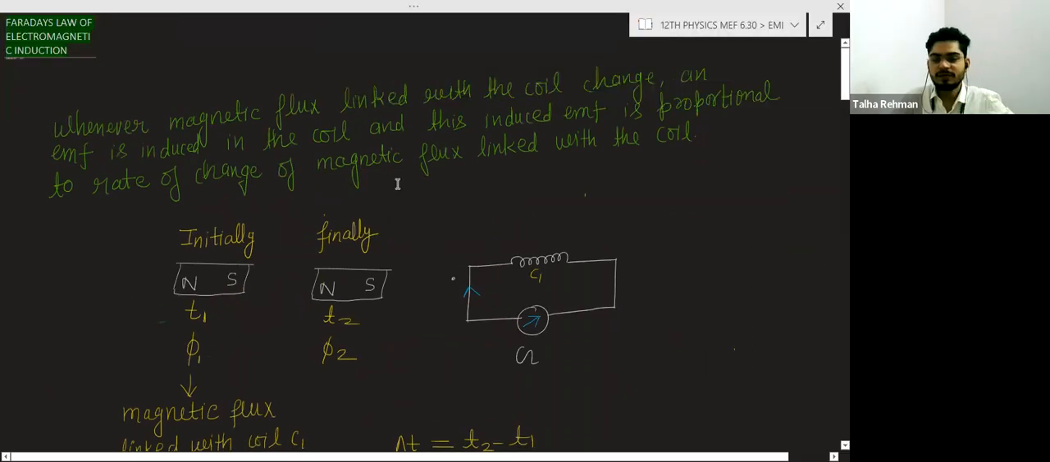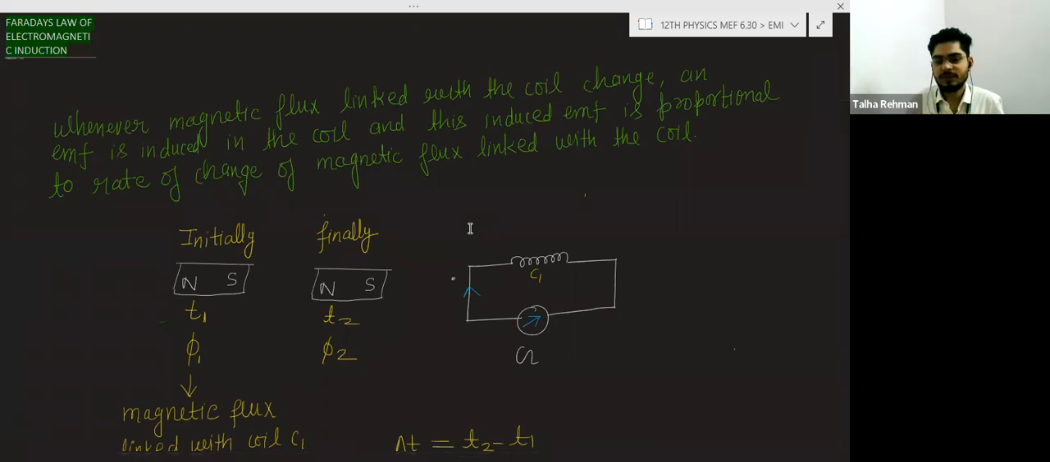Ziyad, are you getting now? Means actually what is happening now? The basic thing here is change in the magnetic flux. If there will be a change in the magnetic flux, there will be the induced EMF in the coil.